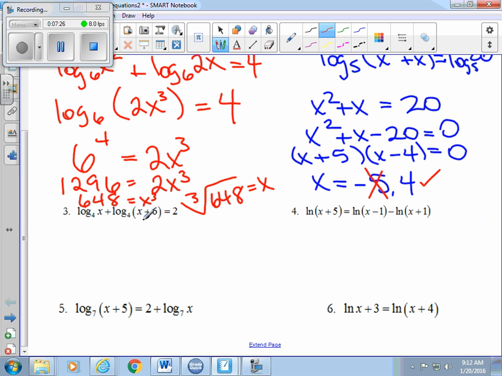This one's almost identical to the last one we just did, so I'm going to look at this next one here. What do I need to do before I start? Combine the two logarithms on the right, or you could move one of them to the left and then combine them on the left. It doesn't make any difference. How do you combine them if there's subtraction in between? Division.